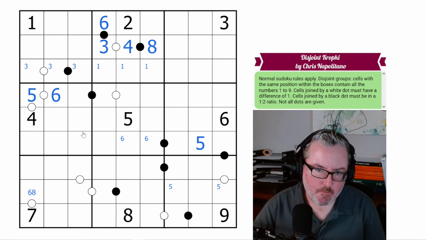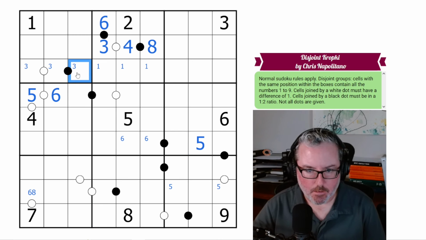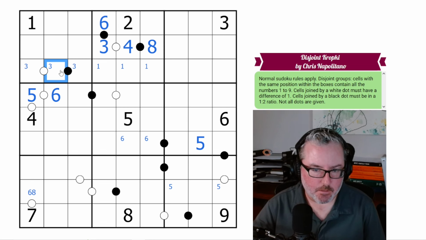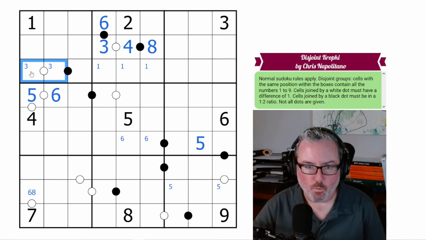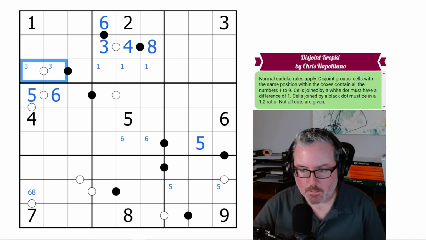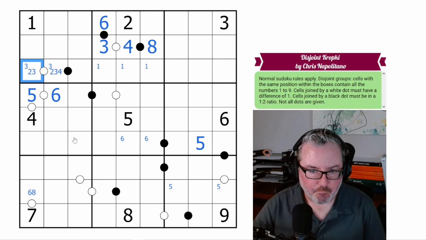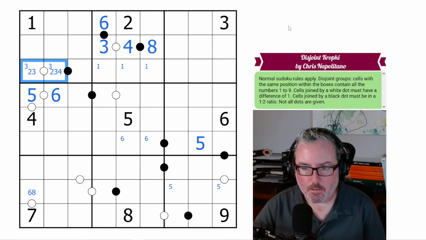Well, this can't be a 3, I guess we can say, because if that's a 3, we'd have to put a 6 here. So let's get rid of that one. So we know the 3 is on our white Kropki dot somewhere. So these have to be, they either have to be a 2, 3, or 4. And this clearly can't be a 4 here. And again, we don't have anything yet in that bottom corner to say which of these may be possible to be removed.